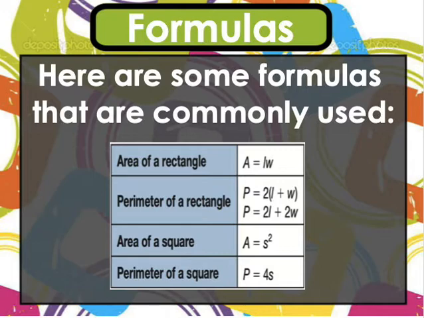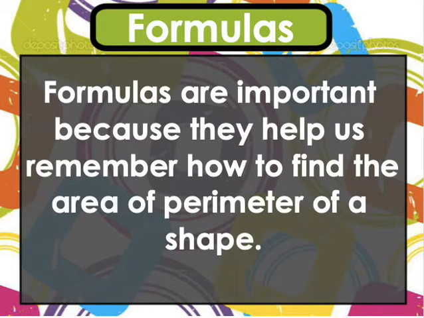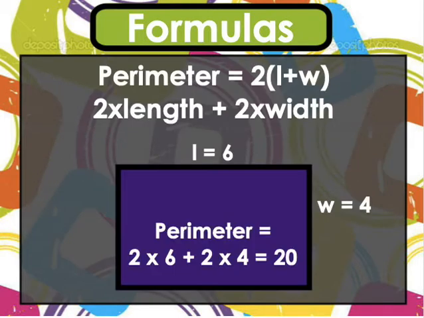To find the area of a square, we can do area equals side squared. That means we're going to multiply side times side. We also know that the formula for the perimeter of a square is perimeter equals 4s. That means 4 times the side. Now, formulas are important because they help us remember how to find the area or perimeter of a shape.